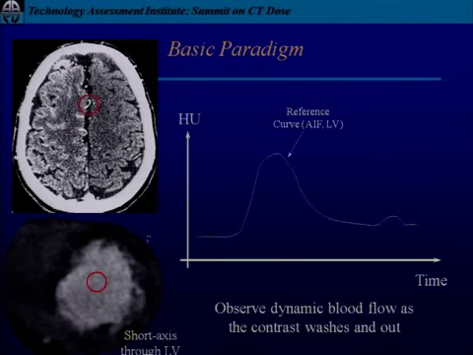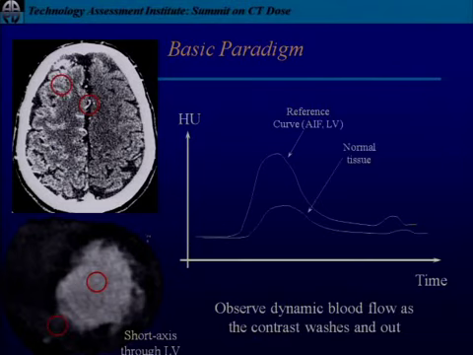Okay, so if we took a reference point through here and did imaging over time, let's say we pick this artery or if we pick the left ventricular cavity, we'll get a curve that looks like this. You have the initial non-contrast phase, then the bolus comes in, and then you have a recirculation phase.